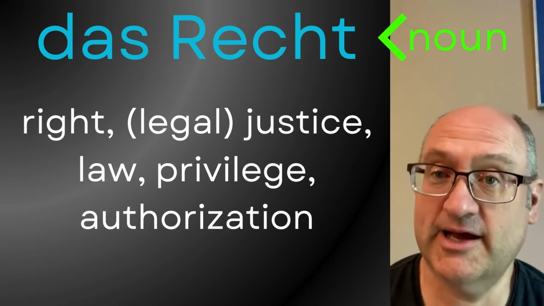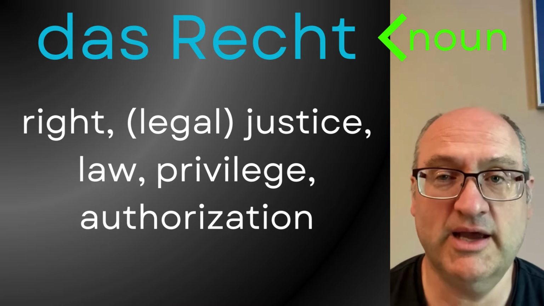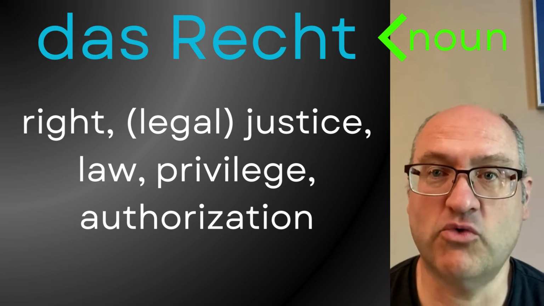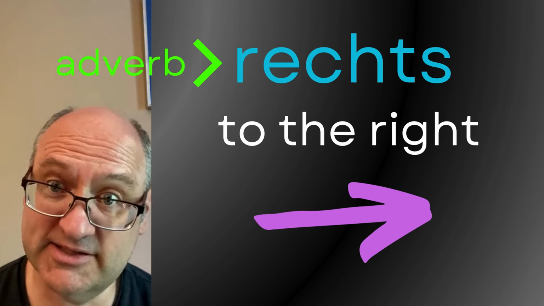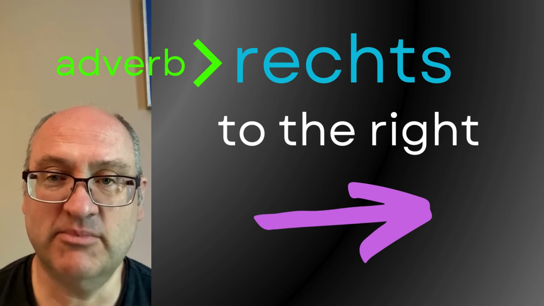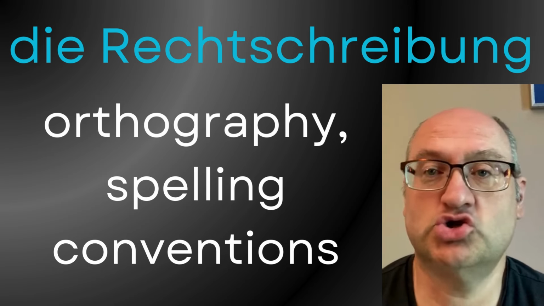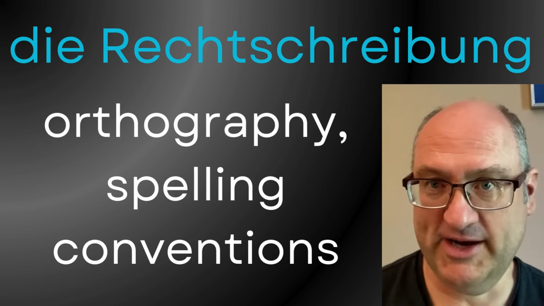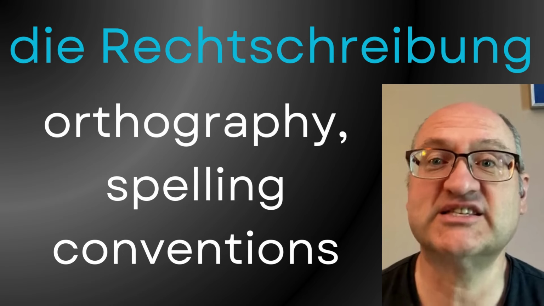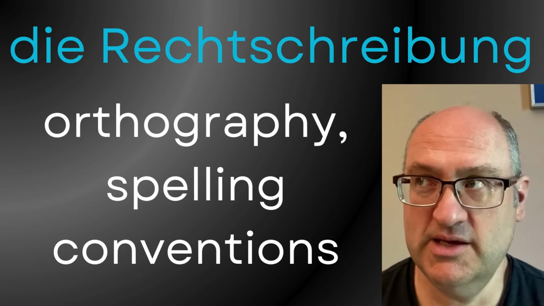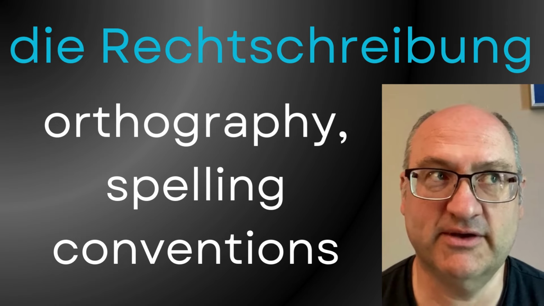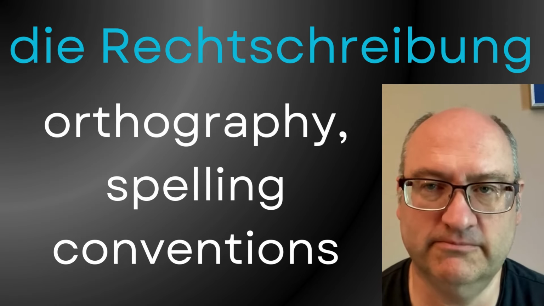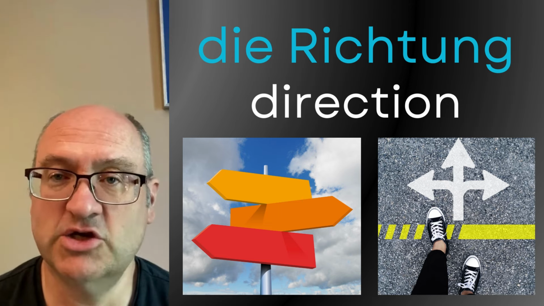The noun das Recht means as much as law. It can also mean justice. It can mean right, the right to something. Rechts, with the S at the end, that means to the right. Die Rechtschreibung, that's a compound noun. It literally means correct writing. It means orthography or correct spelling. So Rechtschreibung is what we refer to when we're looking at the rules of writing, like how to properly spell things, orthography. Die Richtung means direction.